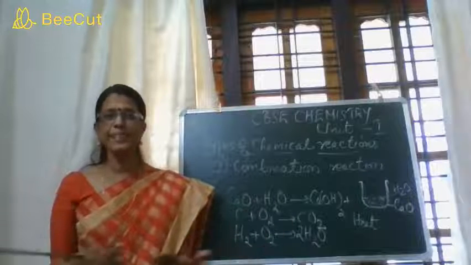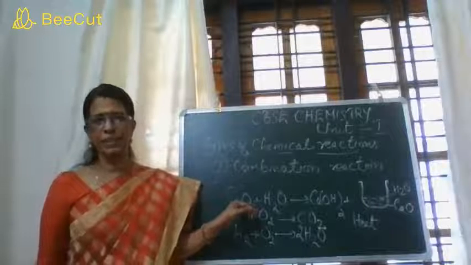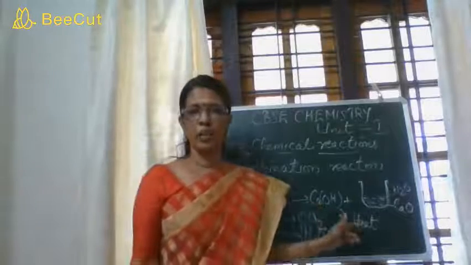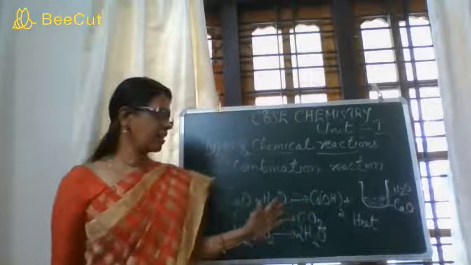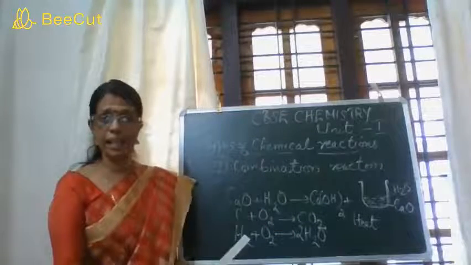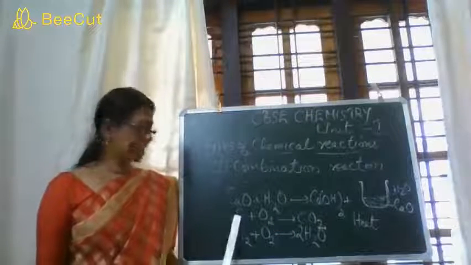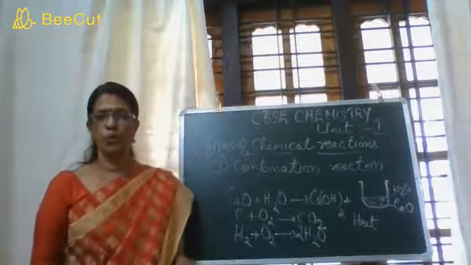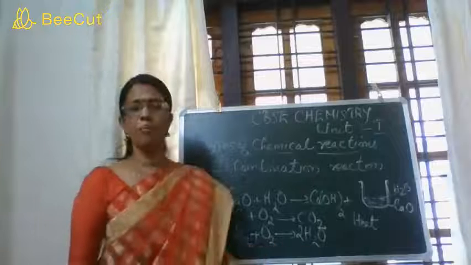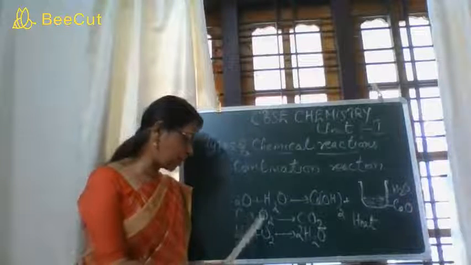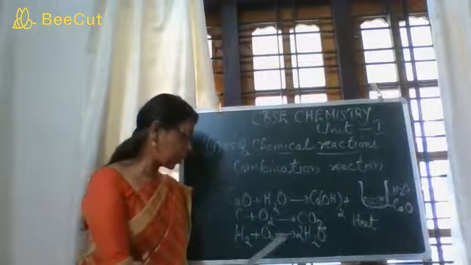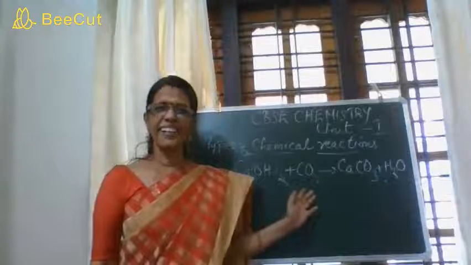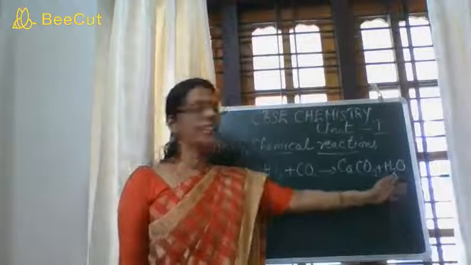And these two substances are combining. Here, which are the two substances combining? Calcium oxide combines with water and forms calcium hydroxide. So this is a combination reaction. Here are other examples for combination reaction. C plus O2 gives CO2. Then H2 plus O2 gives H2O. All these are other examples for combination reaction. Here carbon and oxygen are combining. Here hydrogen and oxygen, these two are combining to form water. Calcium hydroxide reacts with carbon dioxide and gives calcium carbonate and water.